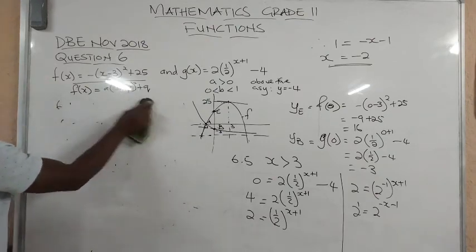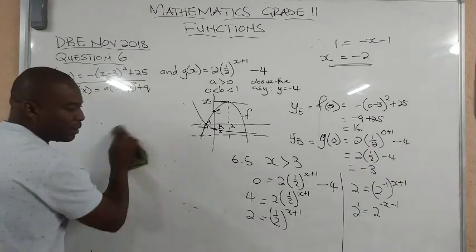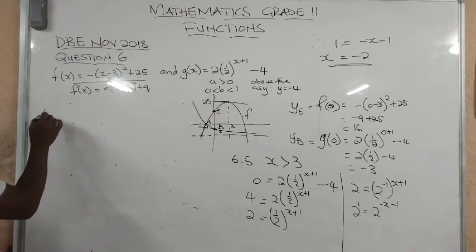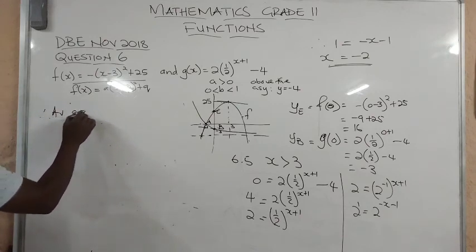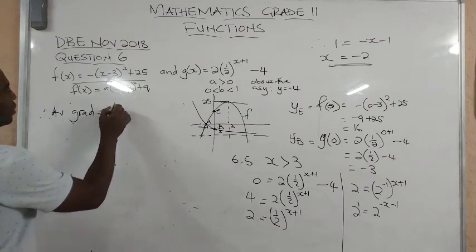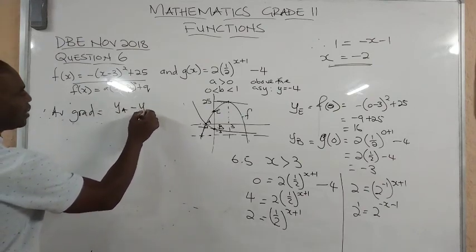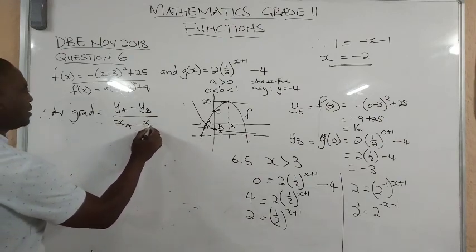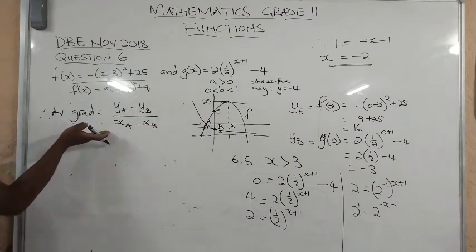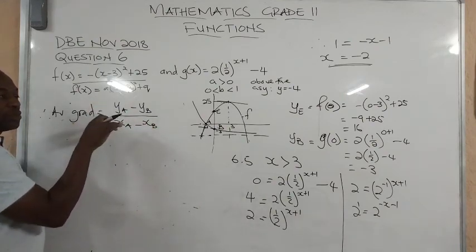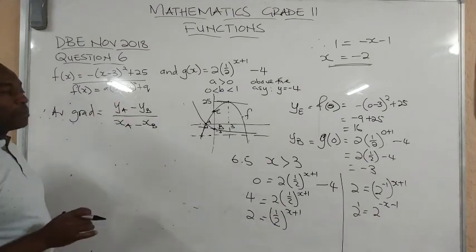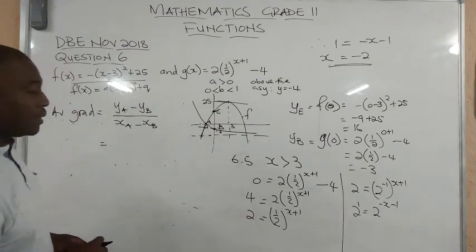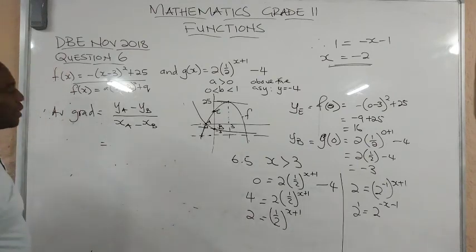So now we can go on to find the average gradient between point A and point B. So therefore, average gradient will be equal to y at A minus y at B divided by x at A minus x at B. If you happen to make a mistake and put x coordinates on top and y coordinates at the bottom, that is not acceptable at all. It's a breakdown, you will lose marks there.